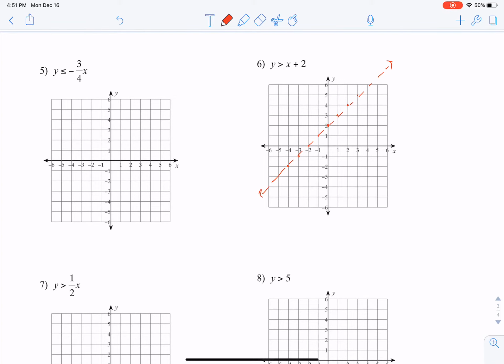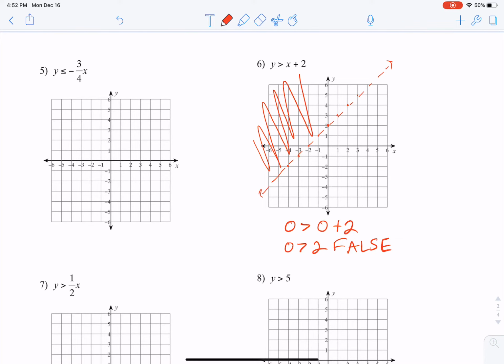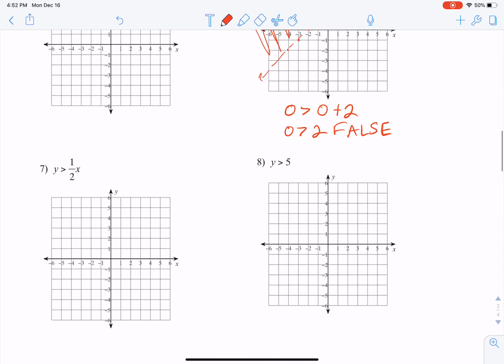And let's pick my point 0, 0. So 0 is bigger than 0 plus 2. 0 is bigger than 2. This is false. So I will not shade over here. Since that's false, 0, 0 does not fall in my solution set. I can shade everything that's above over here. So there's just a few examples.